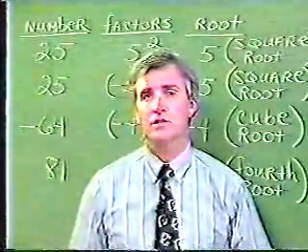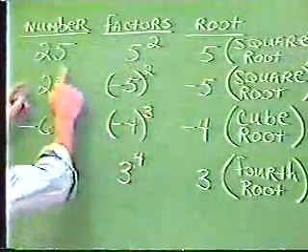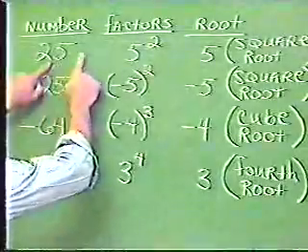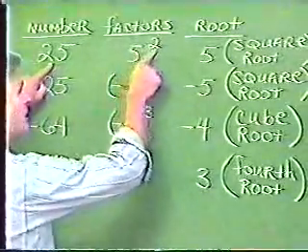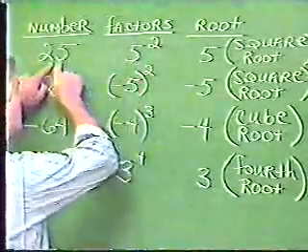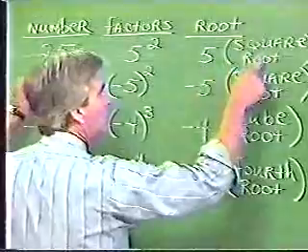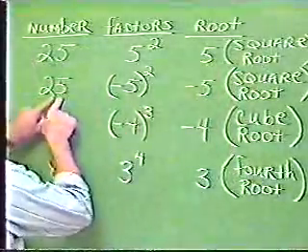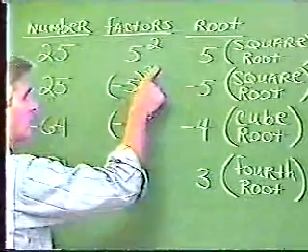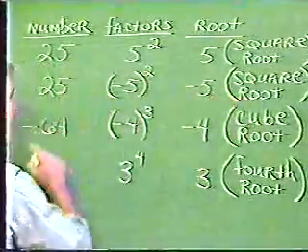Let's begin our discussion of radicals by examining this pattern. Notice for a number like 25, we can write 25 as 5 squared. We have two equal factors that compose 25. 5, then, is called a square root of 25. 25 could also be written as negative 5 squared. So negative 5 could be called a square root of 25.